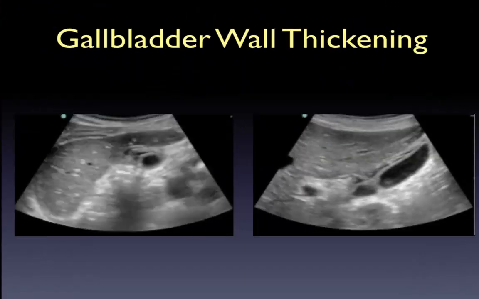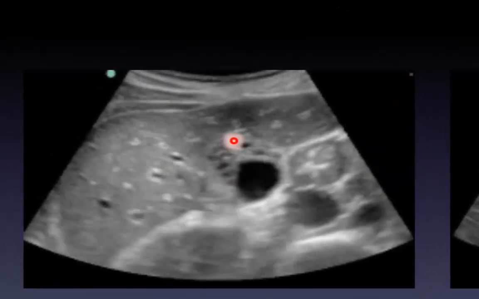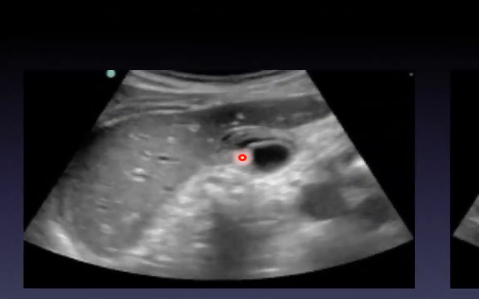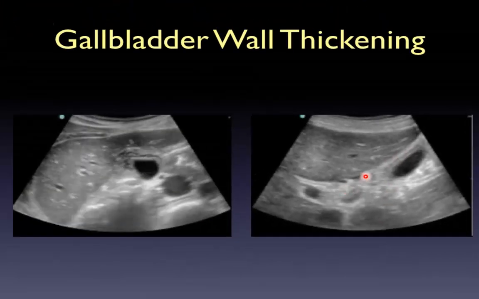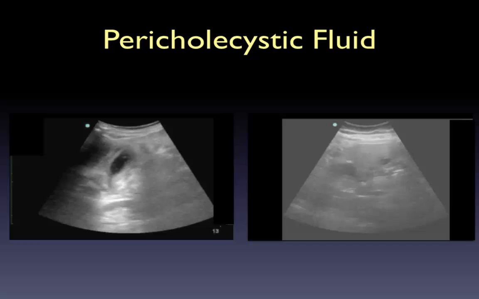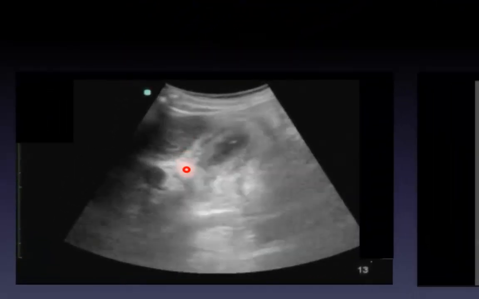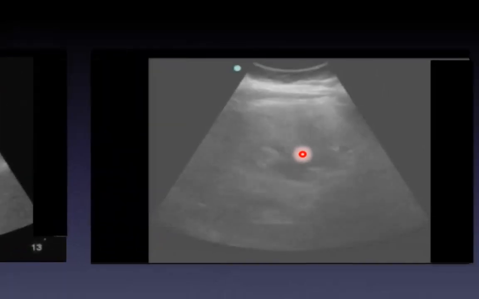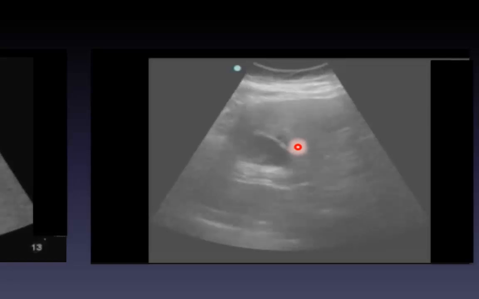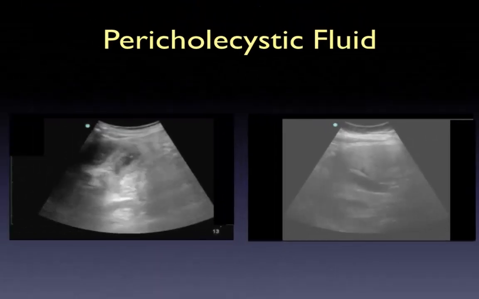A couple more examples. These are walls that actually have fluid and edema within the wall, so they almost look like double stripes. This is another way you might see gallbladder wall thickening, and here we even see a little bit of pericholecystic fluid. And then pericholecystic fluid is another thing that you will look for, and here we see a gallbladder that's wrapped in fluid all around outside of the gallbladder wall, and here we see a little bit layering along this gallbladder wall as well. Again, other findings of cholecystitis.